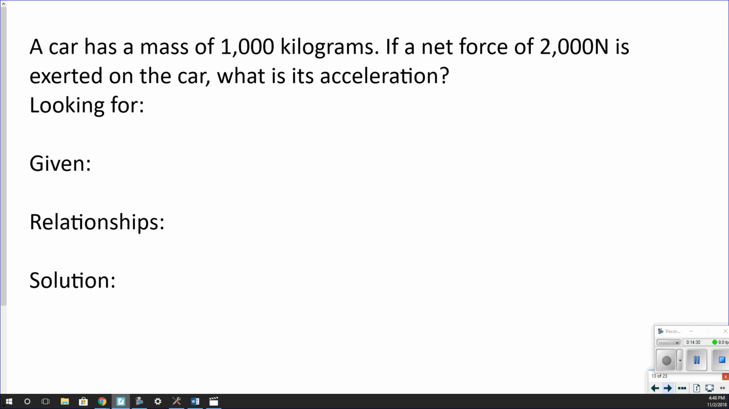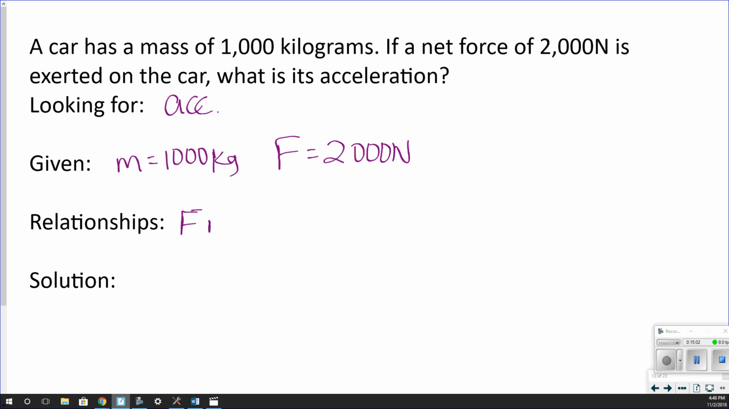So let's go through an example here. A car has a mass of 1,000 kilograms. If a net force of 2,000 newtons is exerted on the car, what is its acceleration? So what are we looking for? We're looking for its acceleration. What are we given? A mass of 1,000 kilograms, and we are also given a force of 2,000 newtons.